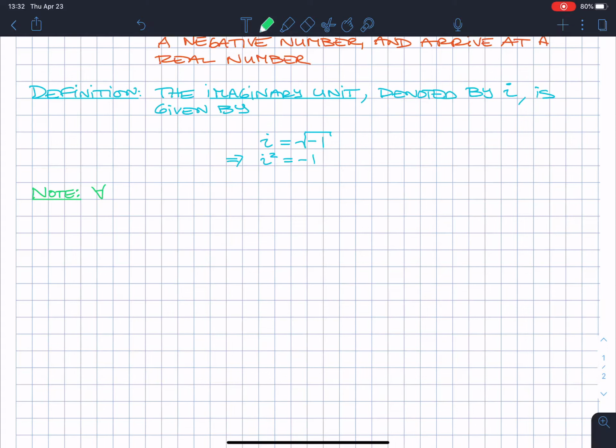Okay, so let's note. For all real numbers k, the square root of -k can be written as the square root of k times -1, which we can then write as the square root of k times the square root of -1, which is the square root of k times i. Okay, so now we have an imaginary unit. Now these are not real numbers, okay? So let's consider the following properties of i.